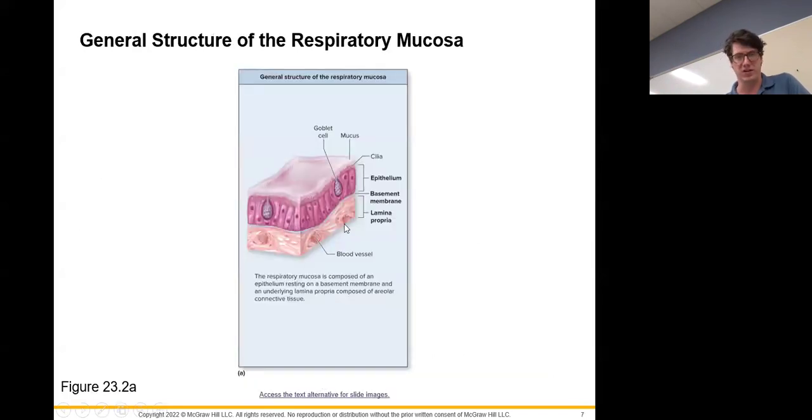All right, so here we have a picture of those mucous epithelias. So we have our cilia, we have our goblet cells. And once again, these cilia are here so that we can move stuff that gets trapped in that mucus out.